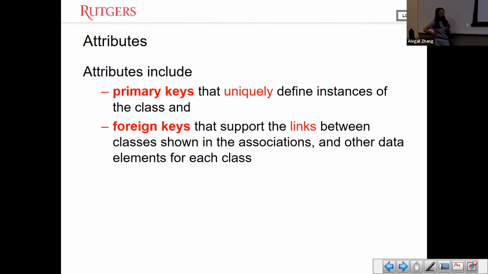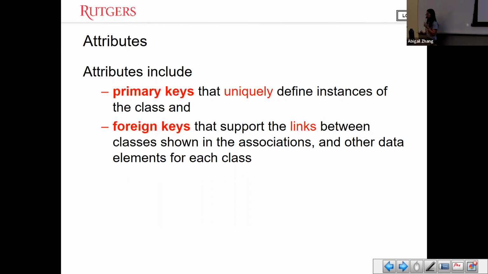I don't know if you guys have learned about these concepts. I know some of you are taking analytics related courses, so you may have already learned about this, but let's say we start fresh here. So primary keys, what are these? These are just attributes that uniquely define an instance.